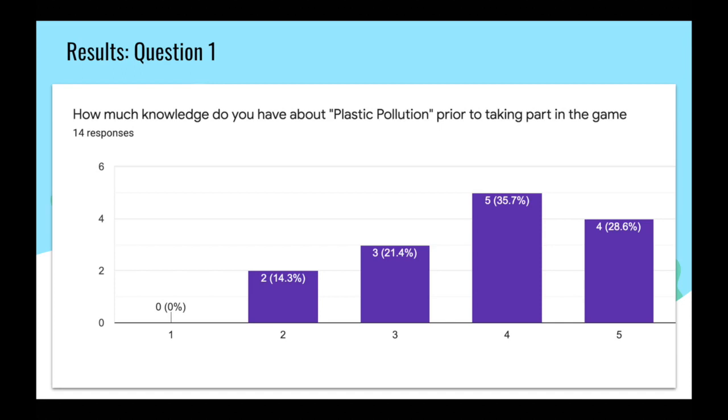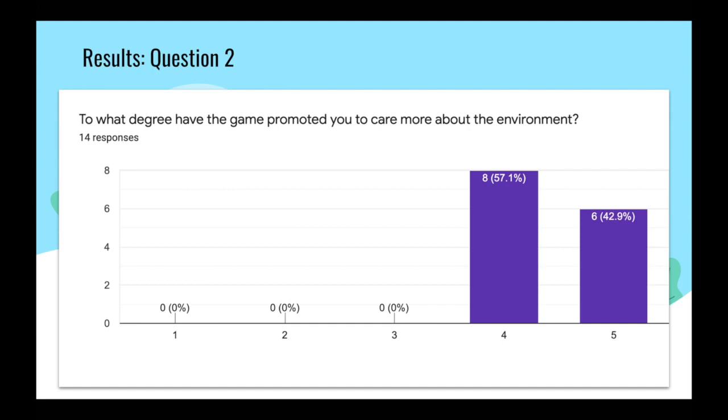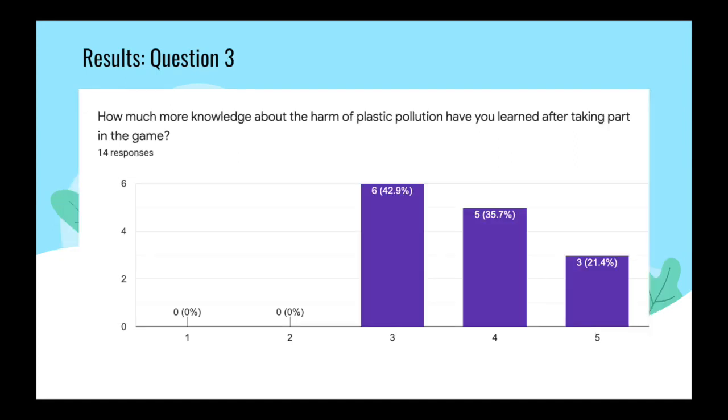In the first graph, this shows how knowledgeable the participants are about plastic pollution prior to playing the game. The response shows 4s and 5s, meaning the participants are quite knowledgeable. The next graph shows how promotive and influential we are about caring about the environment. As you can see, there are only 4 and 5 responses, meaning we are quite promotive. In the last graph, this shows how much knowledge the participants have gained from playing the game. The replies are in 3s, 4s, and 5s, meaning moderate knowledge gained and a lot of knowledge gained.